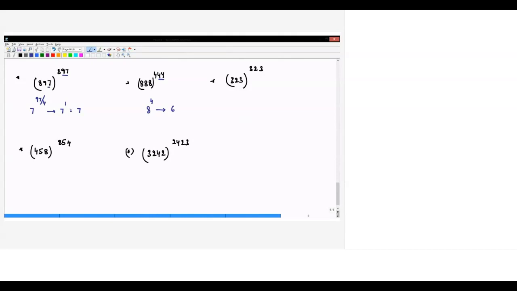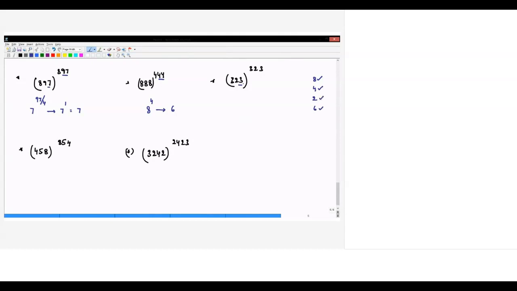8 power 4 ends with 6. Even if you don't know 8 power 4 ends with 6, do it like this: 8, 8 8s are 64, 4 8s are 32, 2 8s are 16. Like this you need to do. This is 8 power 1, 8 power 2, 8 power 3, 8 power 4.